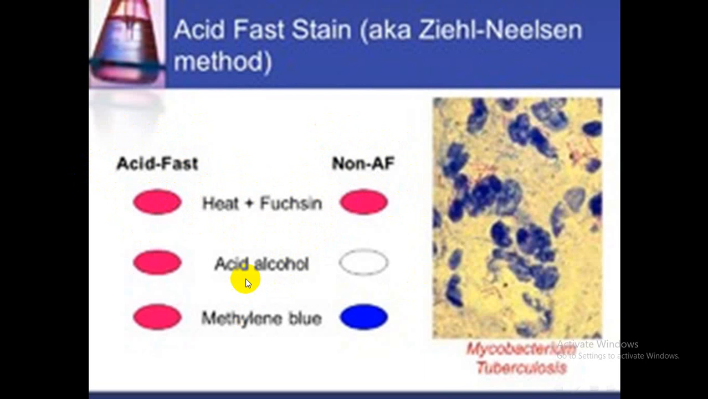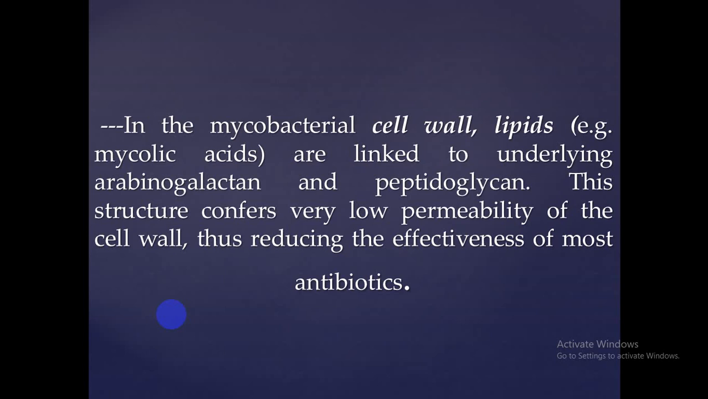When we treat with acid alcohol or acidic material, which decolorizes, you see the non-acid fast bacilli become decolorized, but the TB bacilli still retain the same dye. And then when we add methylene blue, the non-TB bacteria take up the methylene blue, while the acid fast bacilli are not colored by it. Why? Because the cell wall of Mycobacterium tuberculosis is different from other cells, having two ways to antagonize this acid or alcohol material.